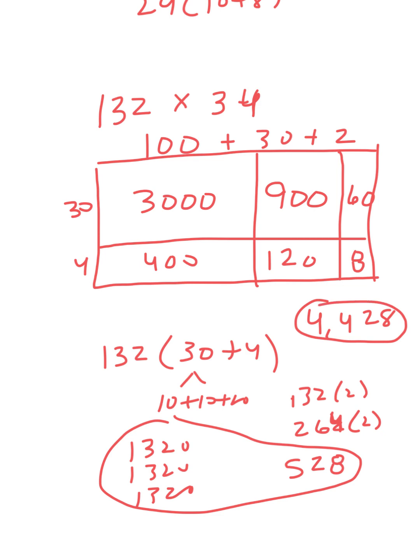So again, please use the method that makes you feel most comfortable, but this is just giving you an overview again of what area model represents, what FOIL represents for a 2-digit number times a 2-digit number, and then what partial products is. Hope you enjoy.